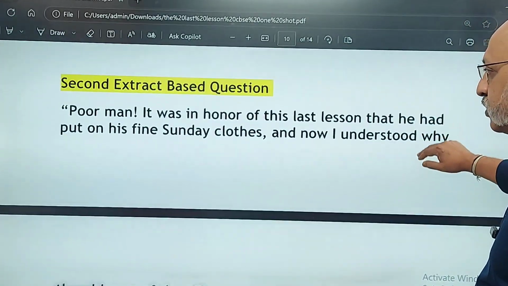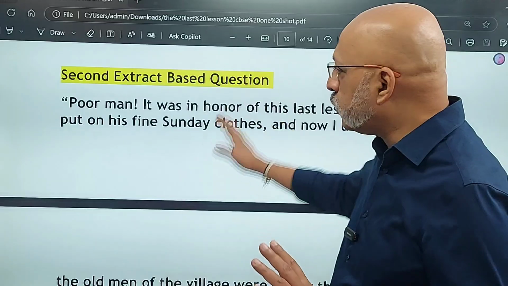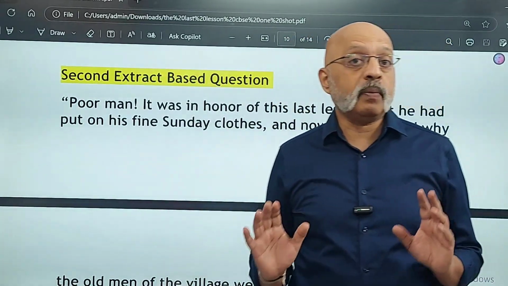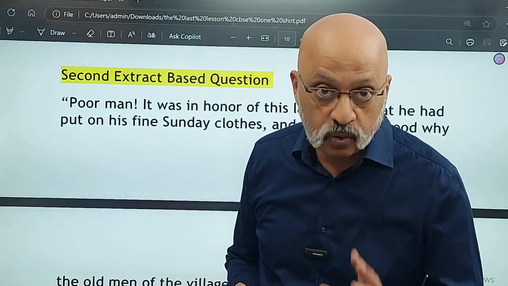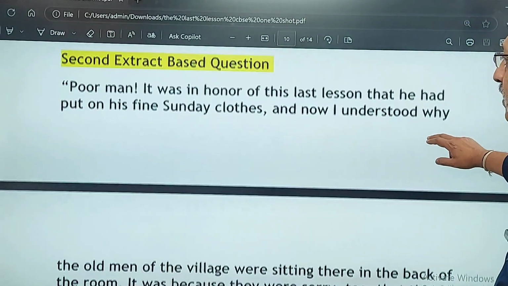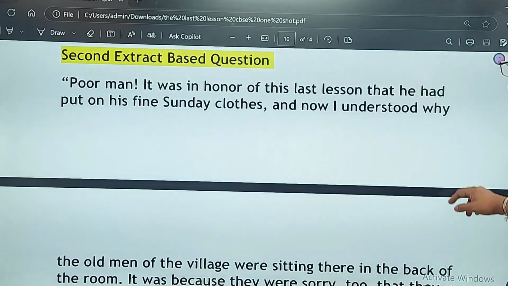Let's look at the second extract. It's a very thorough thing. If you are able to answer most of these questions, that means you are reasonably well prepared as far as this story is concerned. That's precisely the reason why I'm doing this. So let's look at the second extract. Please go through this. I'll scroll it up.